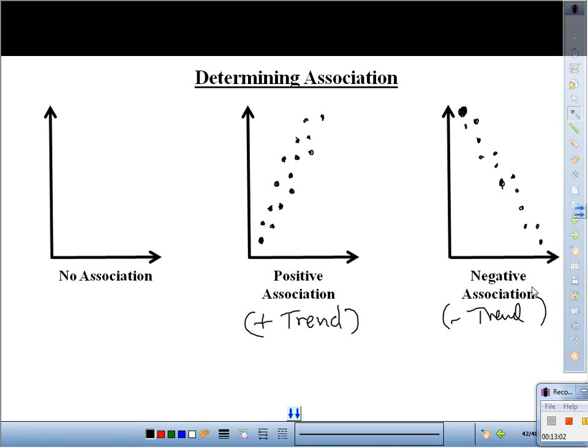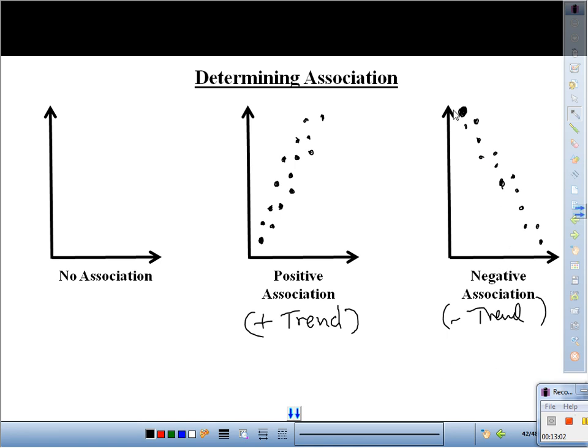Right? And it just kept going in a downward direction. Well, look at it. It started up here. Focus. It started up here. It goes to the right, but it goes down. That's why this is a negative association. That's why this is a negative trend.